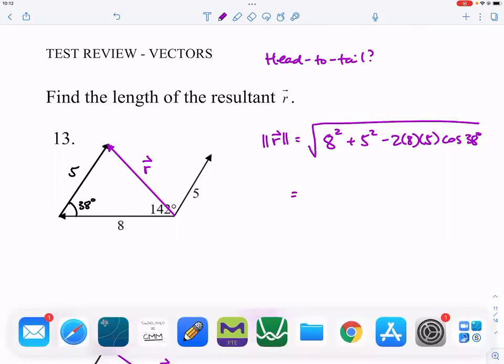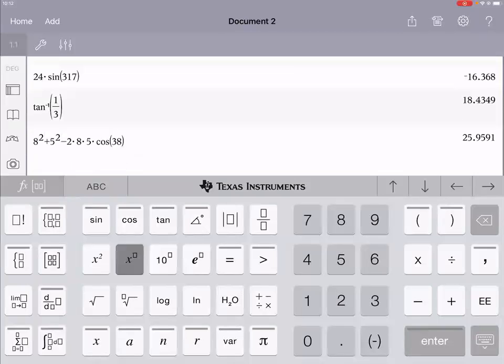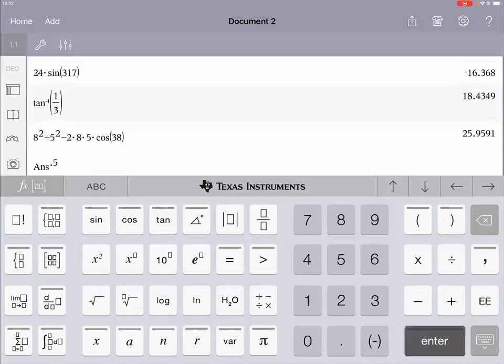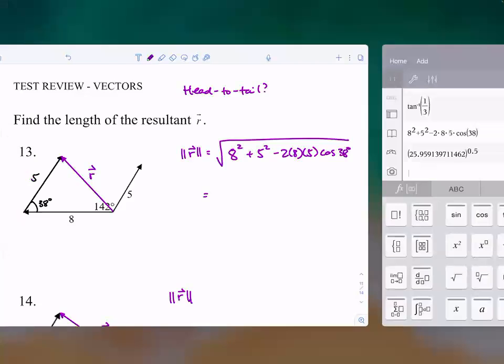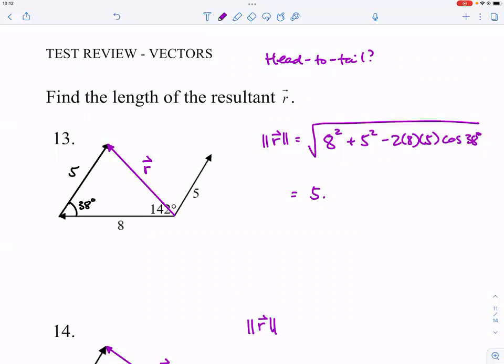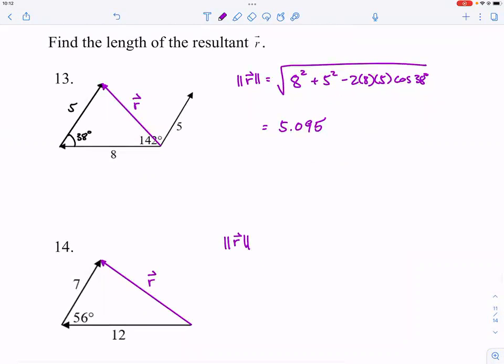Okay? So 8 squared plus 5 squared minus 2 times 8 times 5 times cosine of 38 degrees, and then all raised to the 1/2 power, which is the square root. That will be 5.095. So I can tell that it's 5.095. That is the magnitude for number 13.